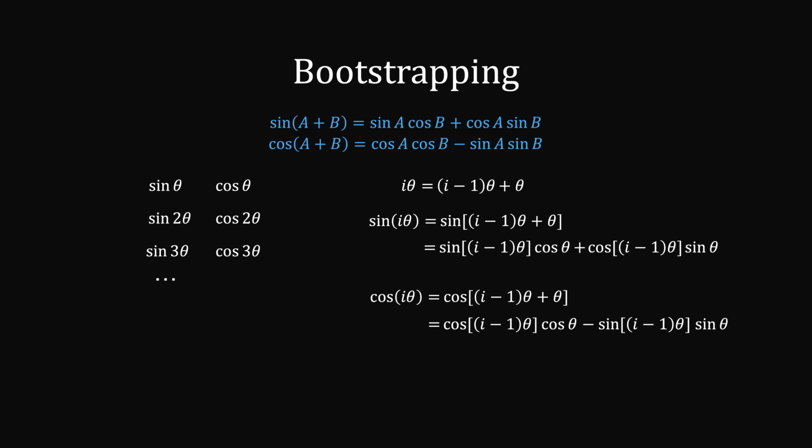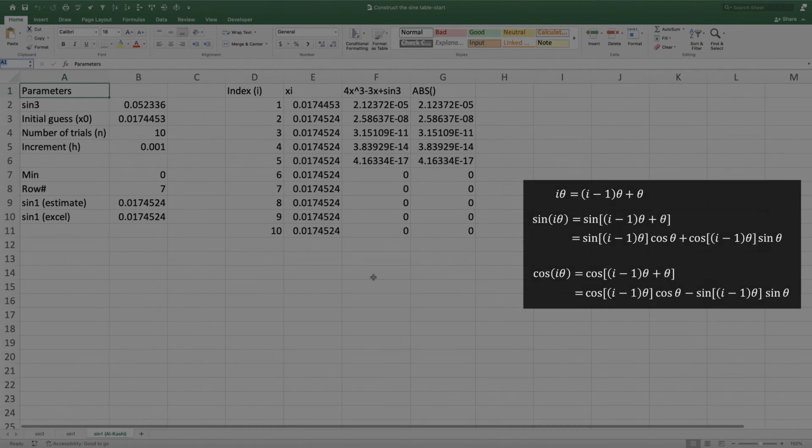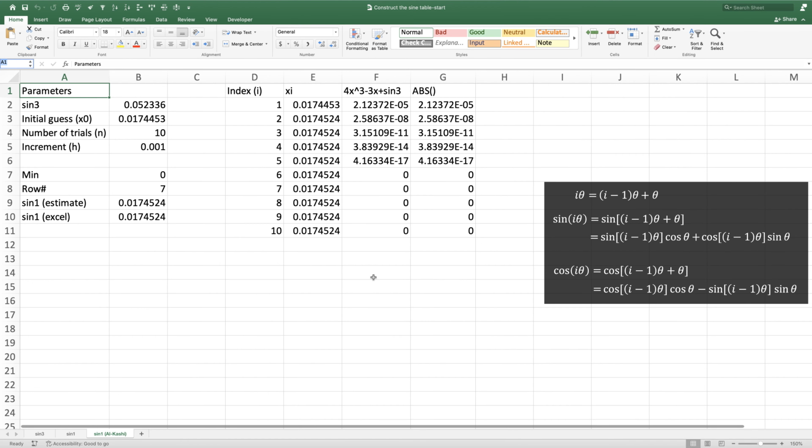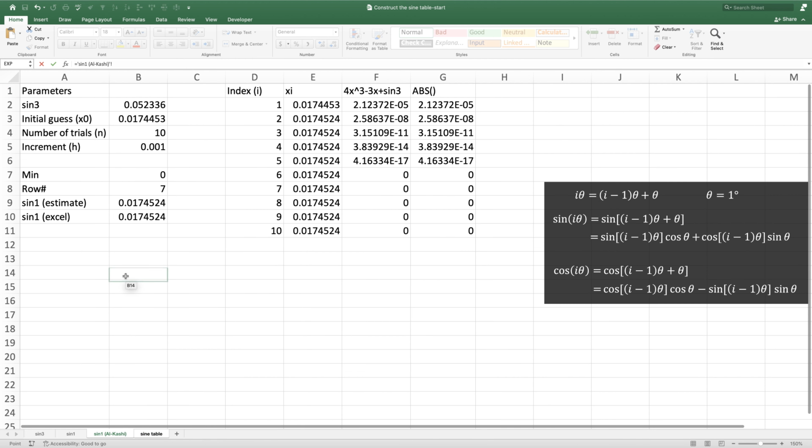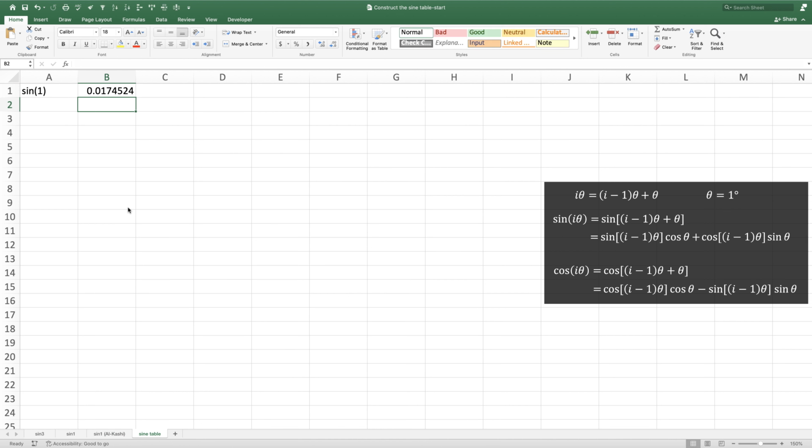So let's implement it in Excel. Open up the Excel file attached. Create a new tab, name it sine table. Let's put the sine 1 here. Equals to, click on the value obtained last time. Cosine 1 is 1 minus sine 1 squared, take square root of it. Let's build the angles. From 1, 2, just drag it down to 90 degrees.